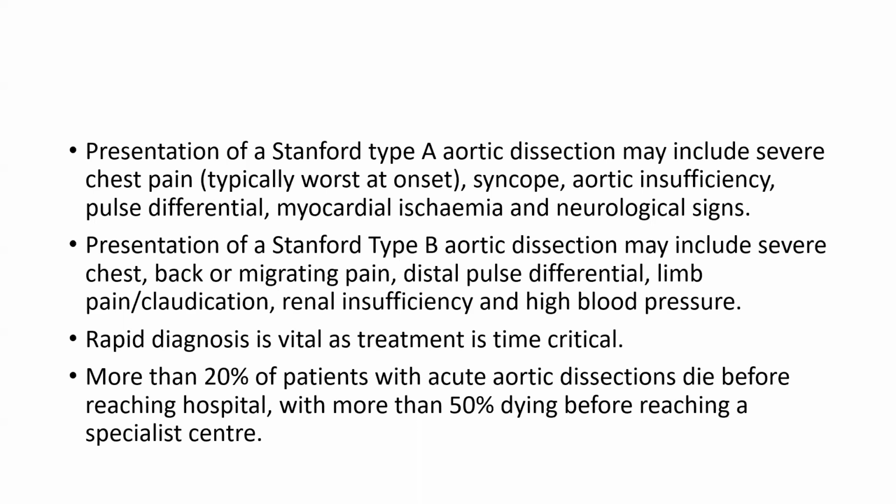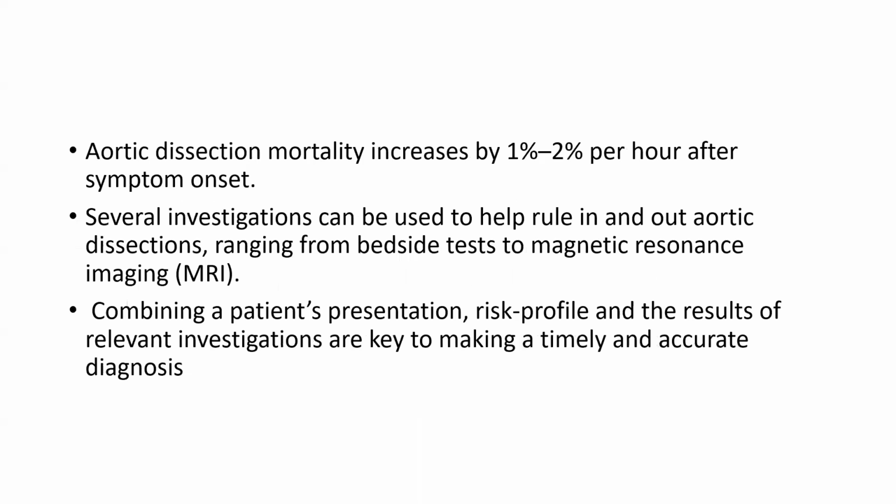Rapid diagnosis is vital as treatment is time critical. More than 20% of patients with acute aortic dissection die before reaching hospital, with more than 50% dying before reaching the specialist care center. Aortic dissection mortality increases by 1% to 2% per hour after symptom onset. Several investigations can be used to help rule in and out aortic dissection, ranging from bedside tests to magnetic resonance imaging. Combining the patient's presentation, risk profile, and the results of relevant investigations is key to making a timely and accurate diagnosis.